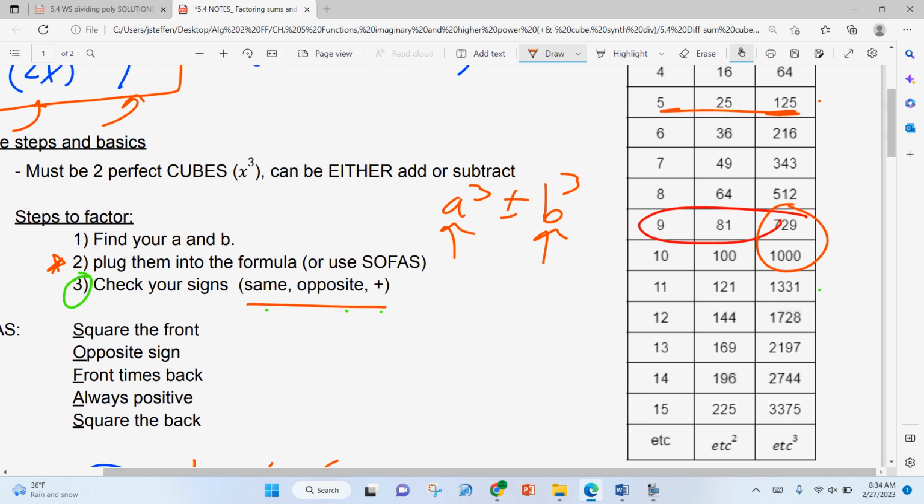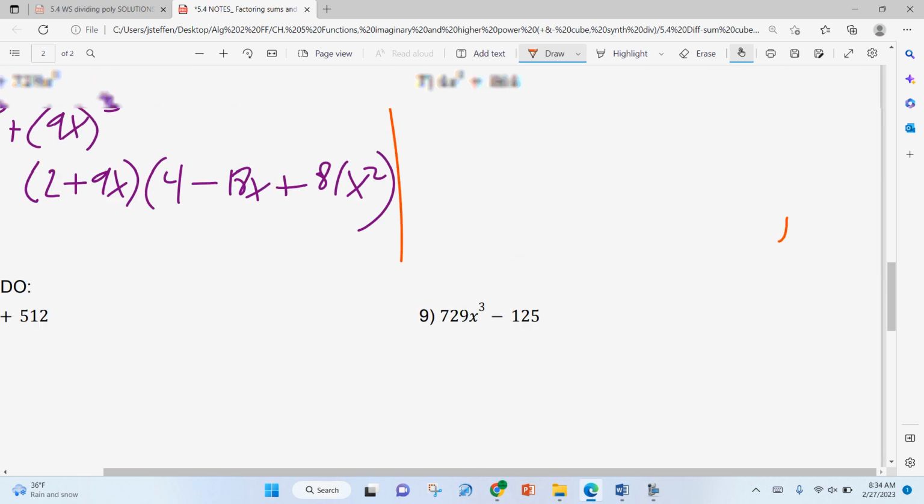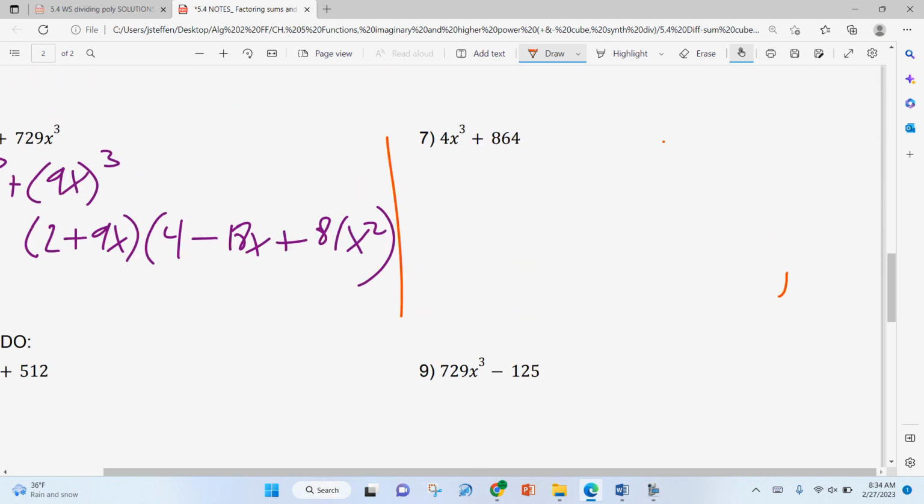Now, I'm going to tell you guys something, and I will make you a deal. Do not put prime for this one. I will not give you one that's prime. I won't give you one that cannot factor at all. In exchange, if you ever have one that looks prime, you can factor something out first. So what I mean by that is 4 and 864, you can both factor out a 4.